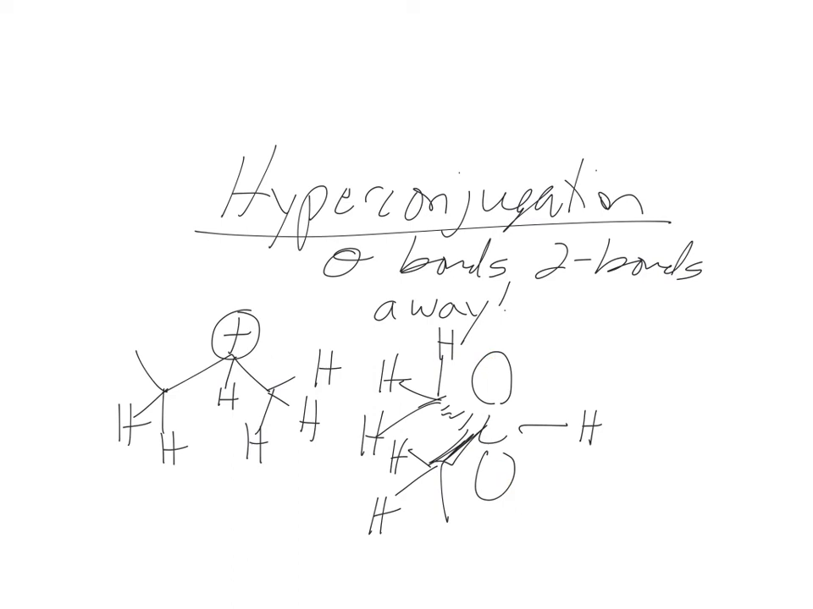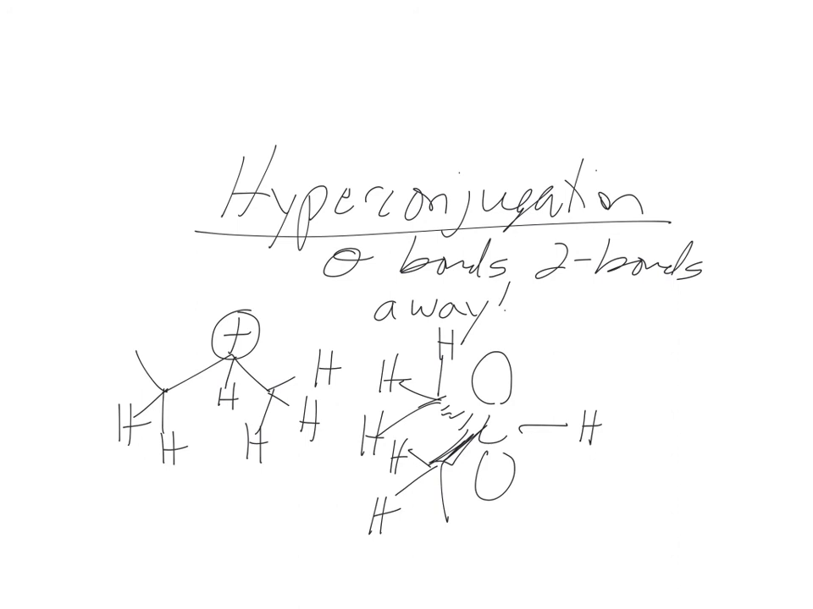Because this is empty. There's no electrons there. But there's electrons in these bonds. So they're kind of close. It's not a perfect orbital overlap, but they're kind of close. So sigma bonds 2 bonds away can help stabilize this empty p orbital. That's hyperconjugation. So the more you have, the better. And it only works with carbocations. It's for carbocations.